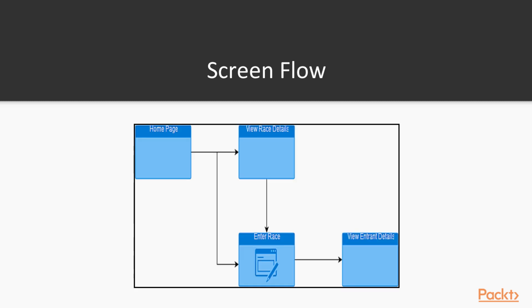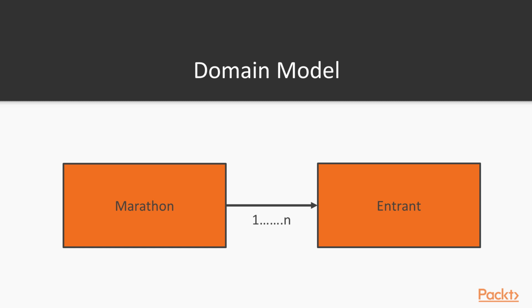The screen flow is quite simple. So we have our home page, which is going to contain a list of marathons. We then have the race details, and from the race details you can enter the race. You can also enter the race from the home page, and once you've entered a race you get to view your entrant details.